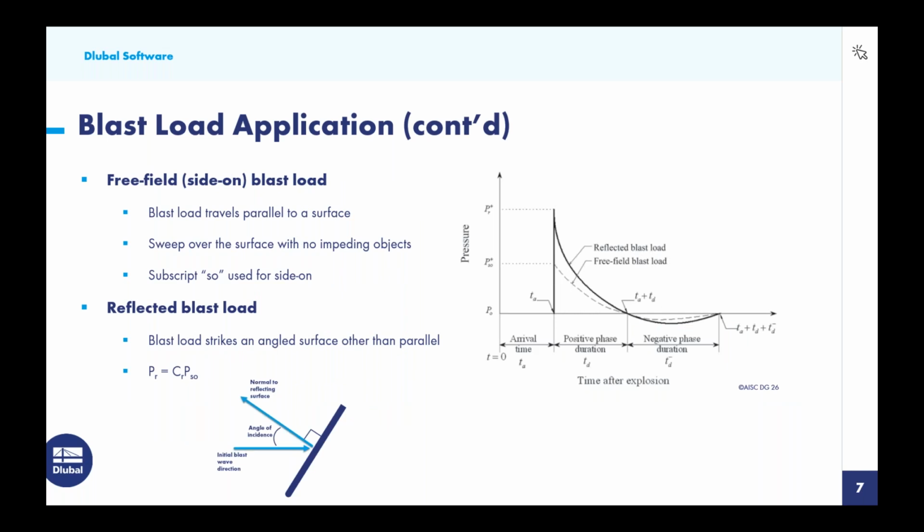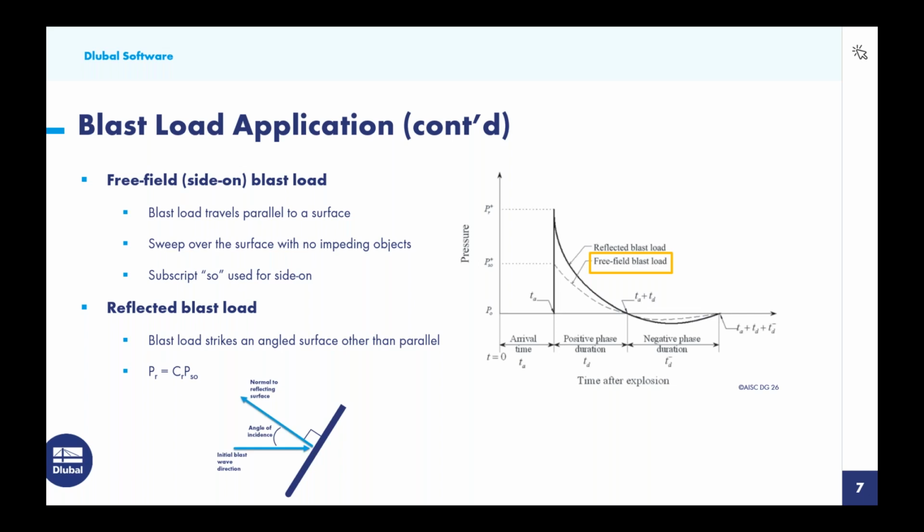So turning to the two different lines that you're noticing on this particular diagram, we have the reflected blast load shown in a solid line, and then the free field blast load shown with a dotted line. So what exactly are the differences here? We'll start off first with the free field blast load indicated by this dotted line. You notice the magnitude is much lower here.